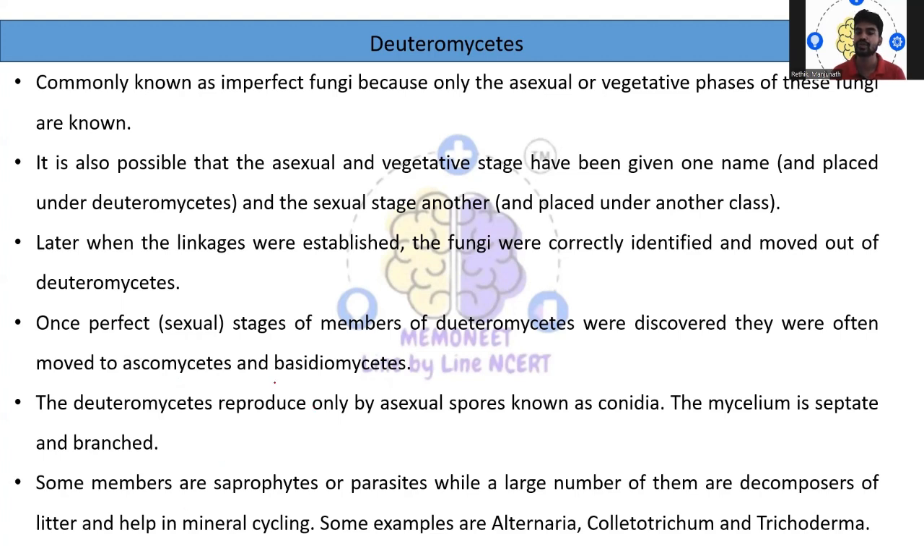Deuteromycetes reproduce only by asexual spores called conidia. The mycelium is septate and branched. Some members are parasitic or saprophytic, while a large number of them act as decomposers of litter and help in the mineral cycle. That means they help in balancing the mineral cycle. Examples are Alternaria, Colletotrichum and Trichoderma. Clear?